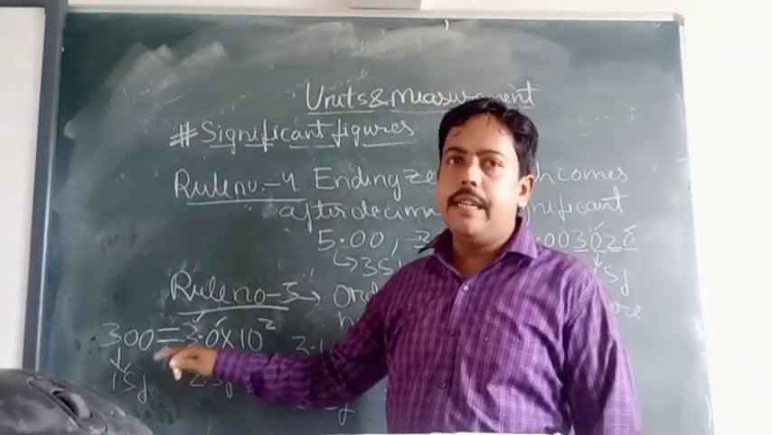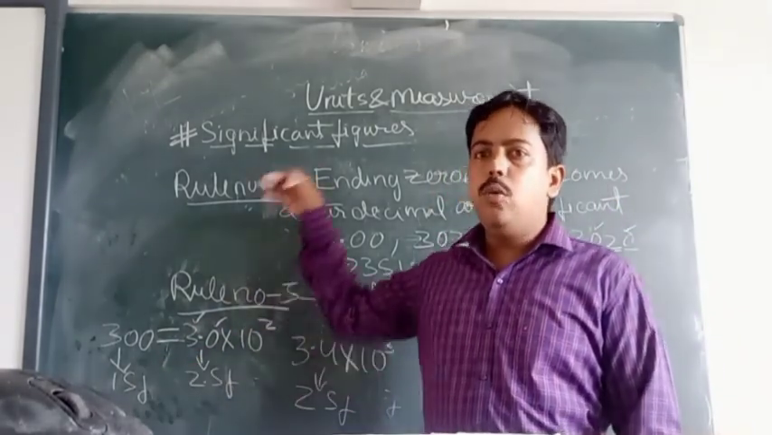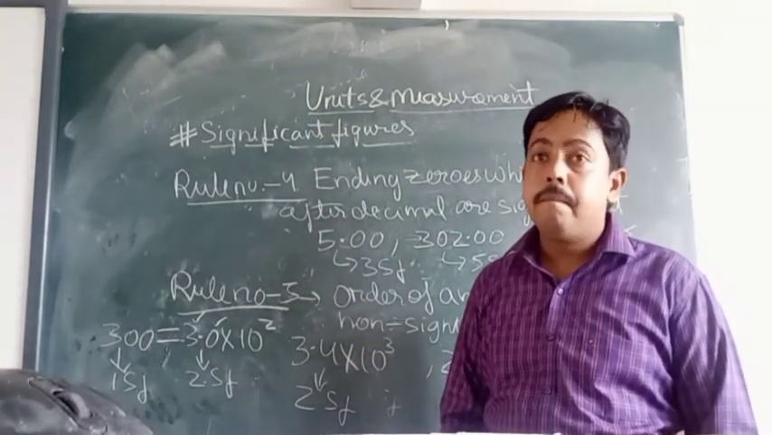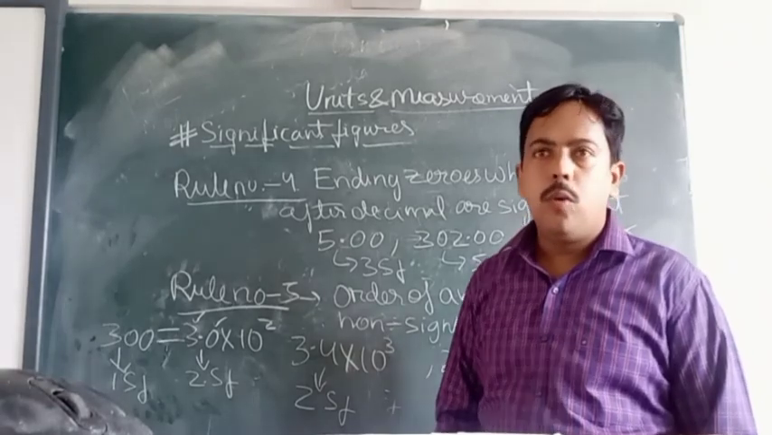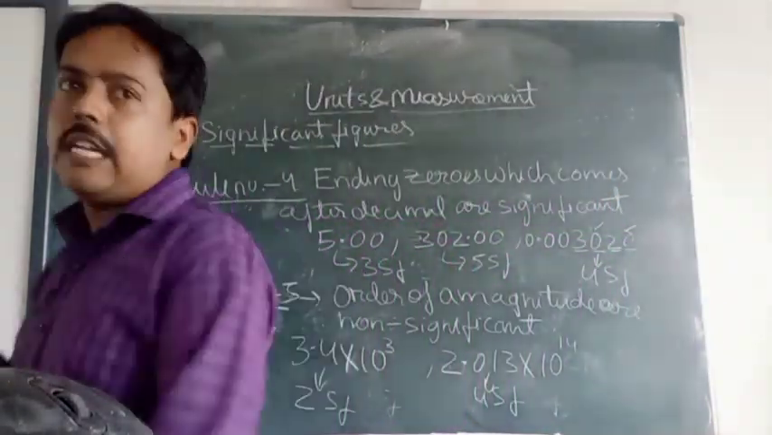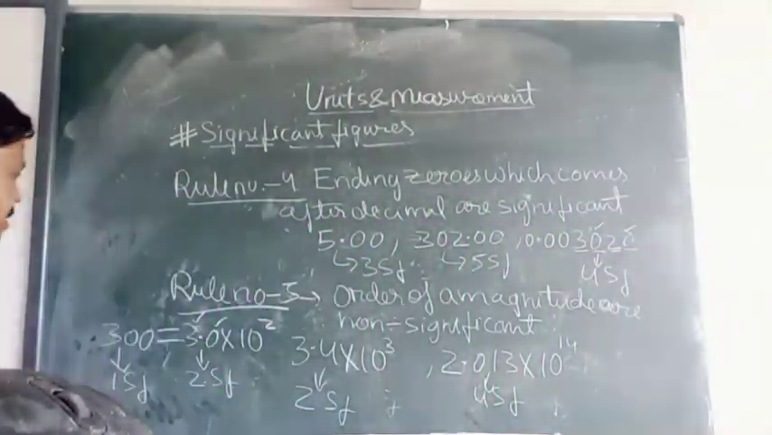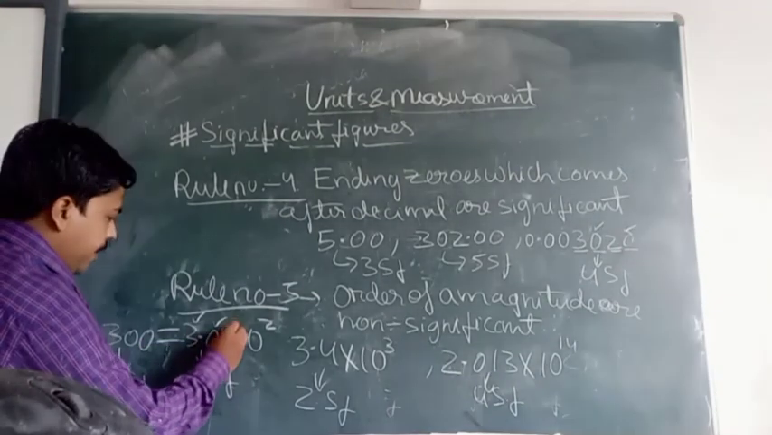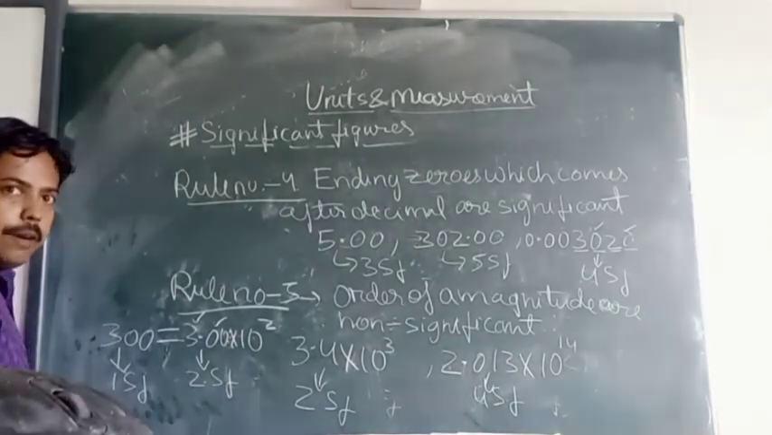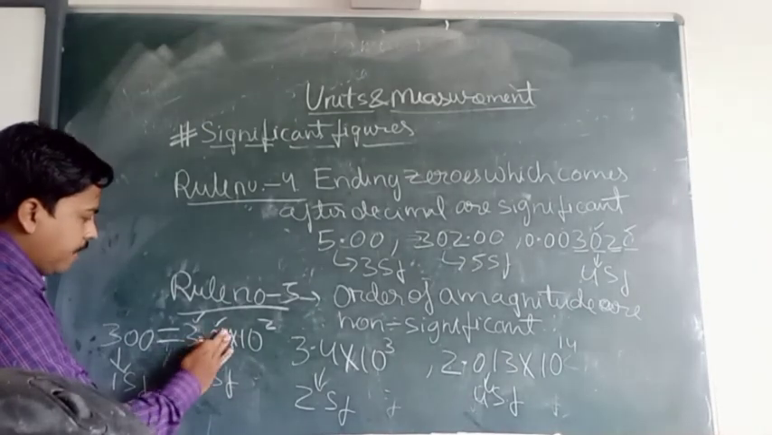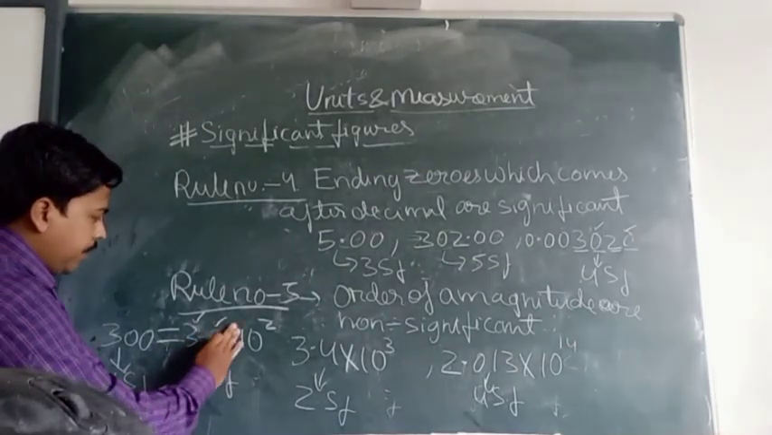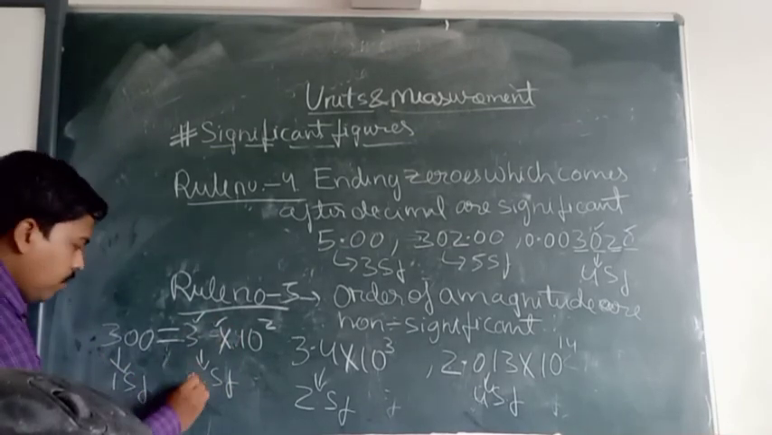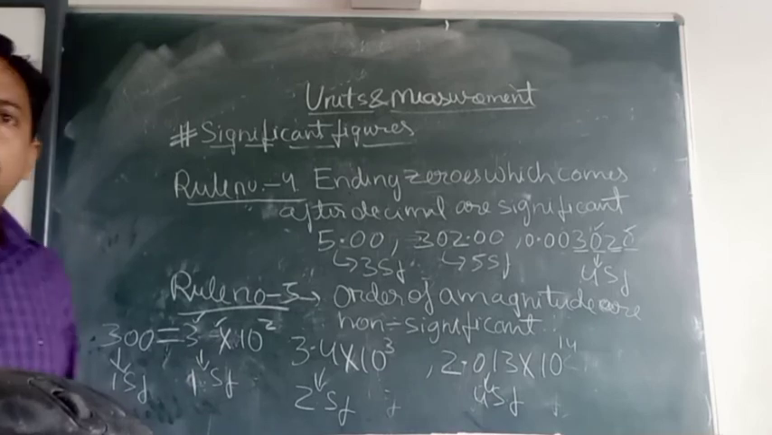Actually, mathematically it is true. But according to our topic, is it true or not? No, because significant figures should be satisfied on both sides. Instead of writing 3.0 or 3.00 into 10 to the power 2, we should only write 3 into 10 to the power 2. Now there will be only one significant figure.